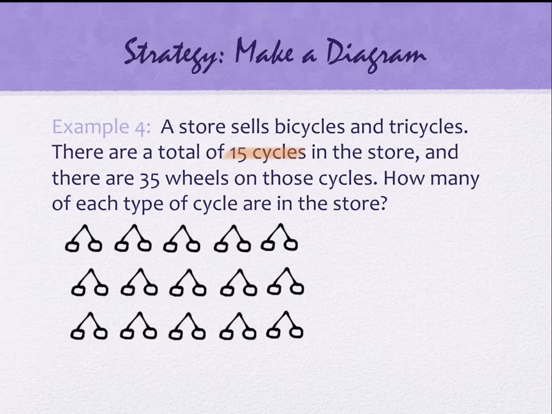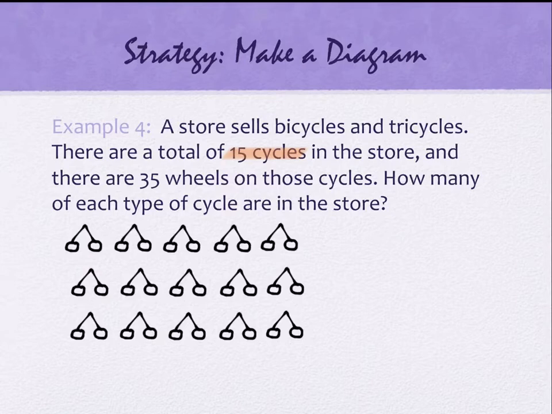So right now, I have satisfied the 15 cycles in my picture. How many wheels do I currently have? There's 30. It's 15 times 2. Some of you are counting them up. That's okay. There's 30 wheels. How many wheels am I supposed to have? 35. So what do I need to do?